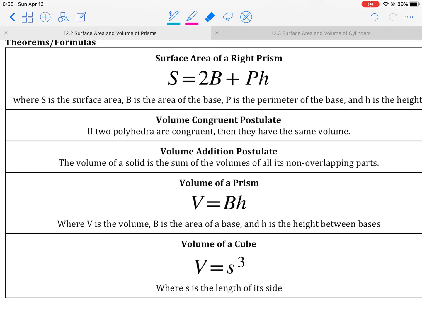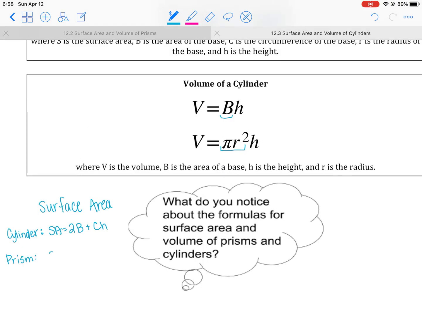The surface area of a prism was 2 times the base plus the perimeter times the height. So surface area equals 2 times the base plus the perimeter times the height. These look pretty similar. The only difference is that the cylinder uses circumference and the prism uses the perimeter. Remember that the circumference is what goes around a circle and the perimeter is what goes around a polygon. So the only thing that changed is that we're using circumference instead of perimeter for surface area.